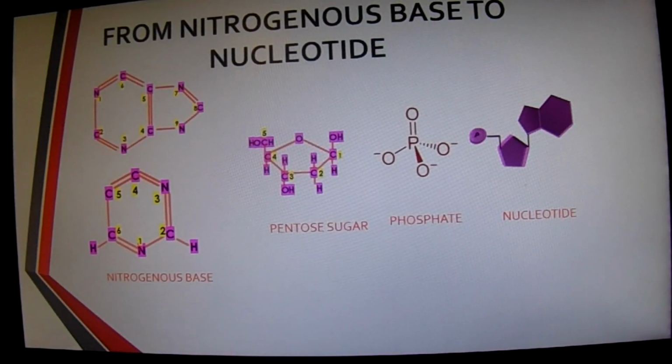Let us start with our topic. We have two types of nitrogenous bases called purines and pyrimidines, two types of pentose sugar, the ribose and deoxyribose, and a phosphate group that chemically combine to form nucleotide.